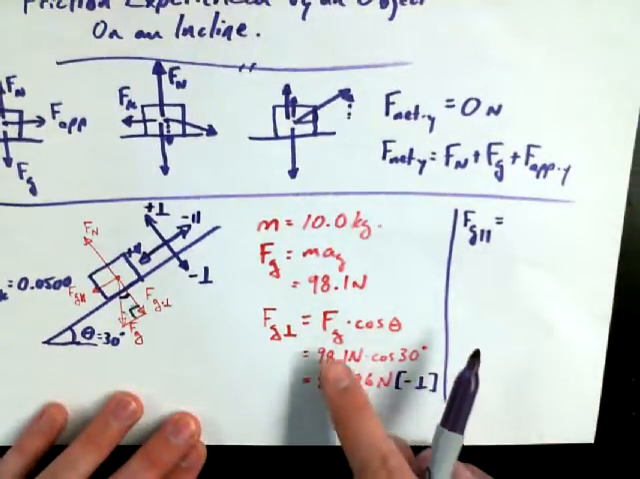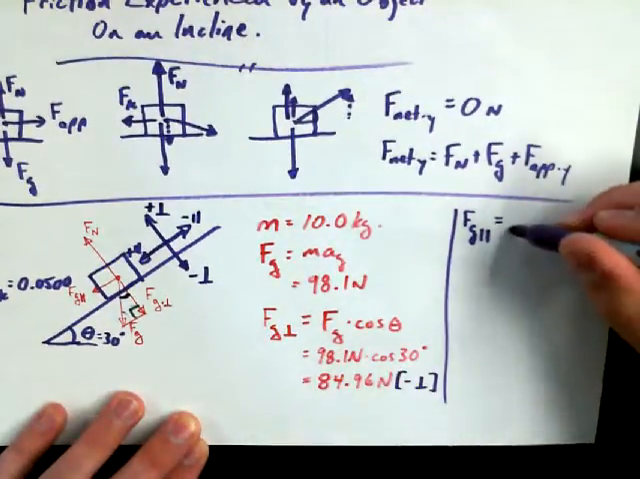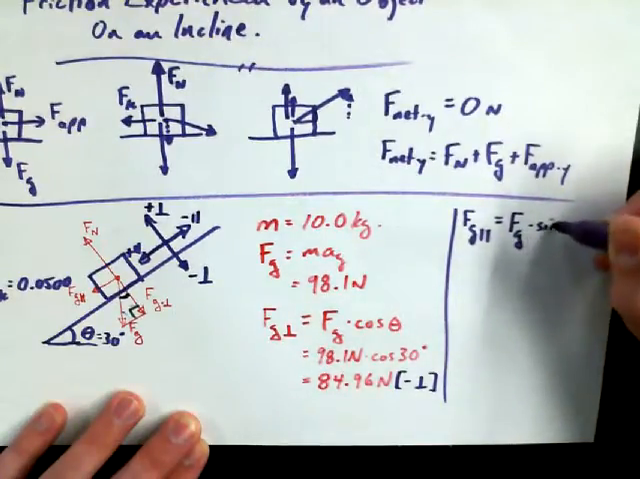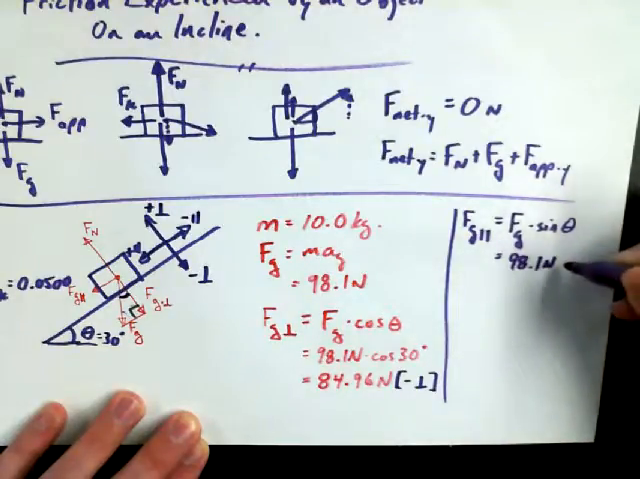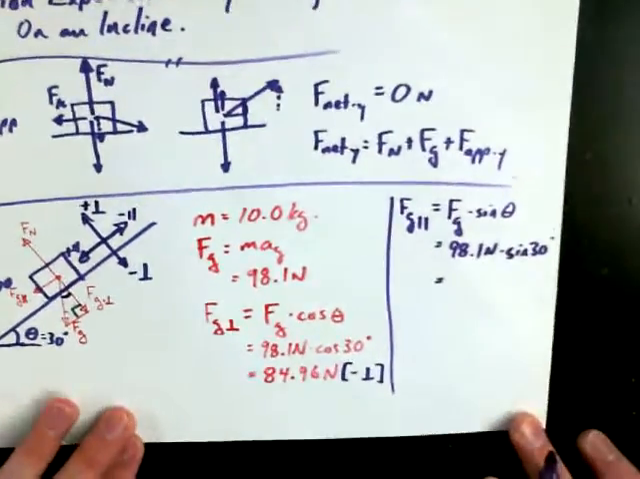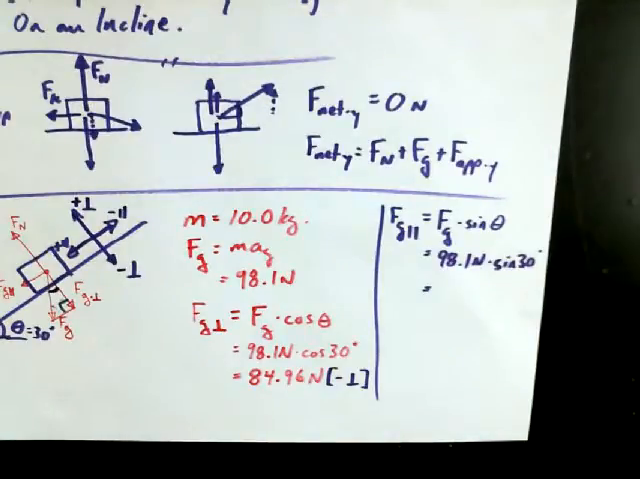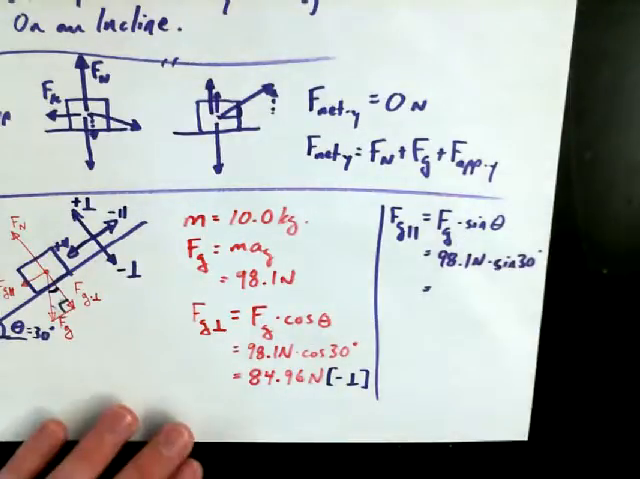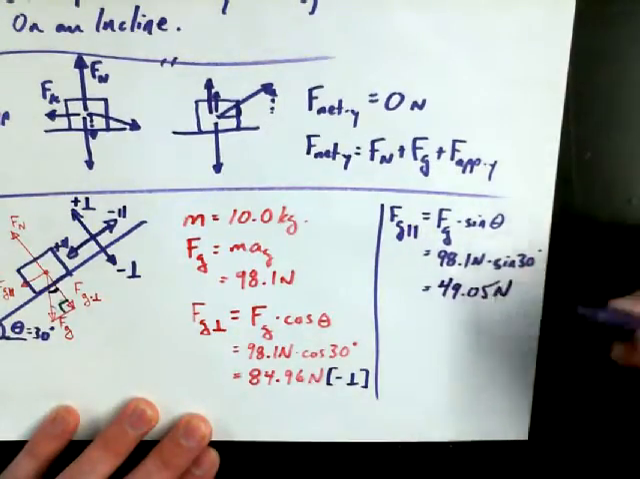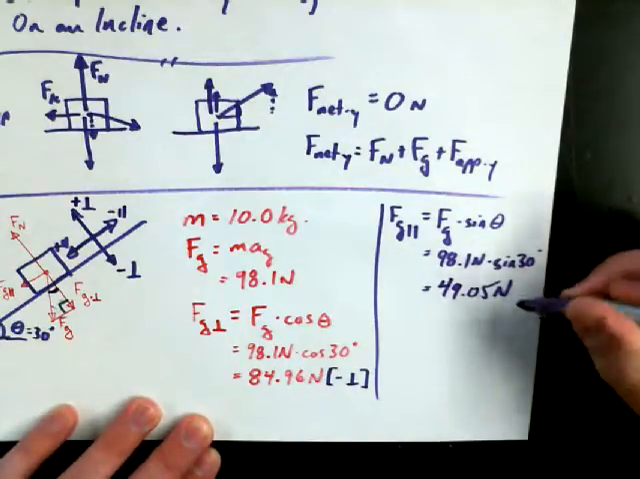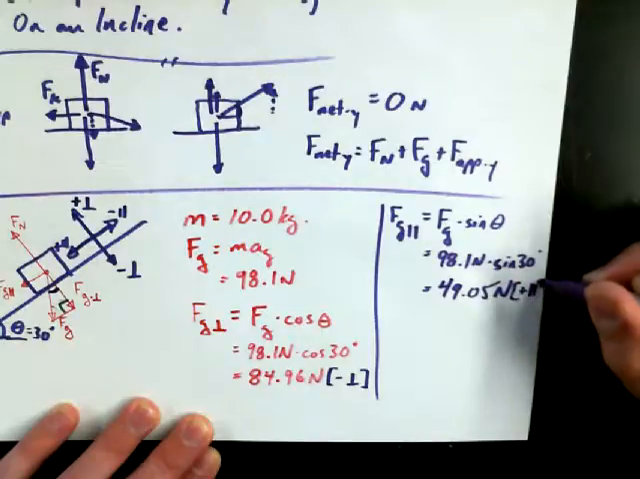And again, if this was Fg cosine of theta, to get Fg perpendicular, Fg parallel would be Fg times sine of theta, or 98.1 newtons times sine 30. Again, somebody that's quick on the draw. Yes, sir. 49.05. Good. So that's one of those magic angles for sine. 49.05 newtons. And for direction, we could say that that's positive and parallel.